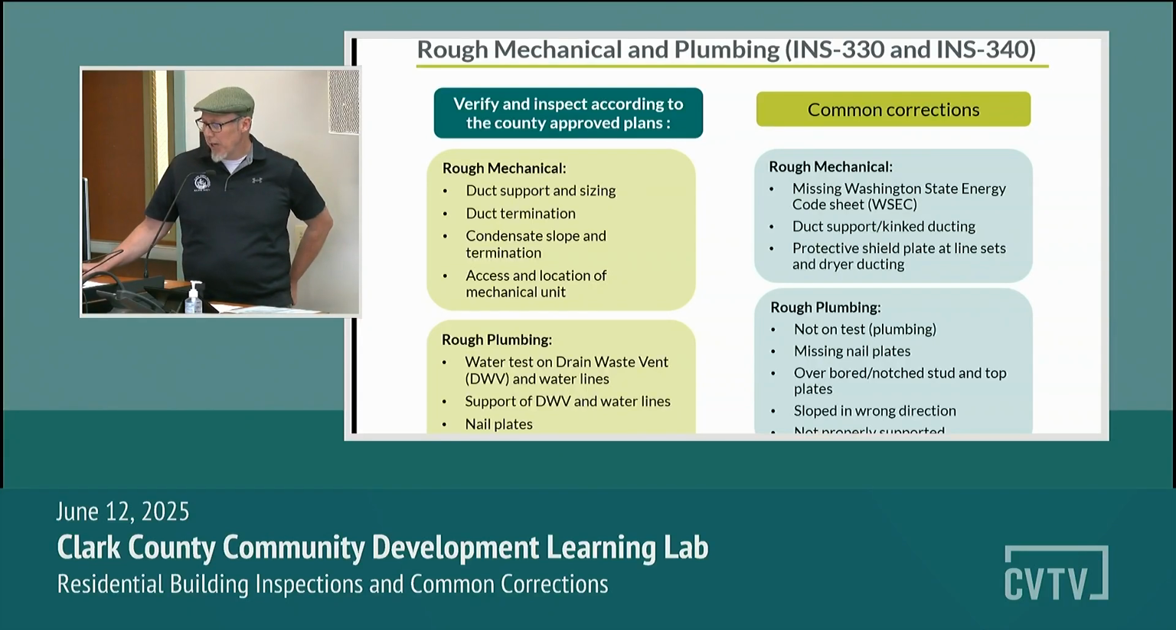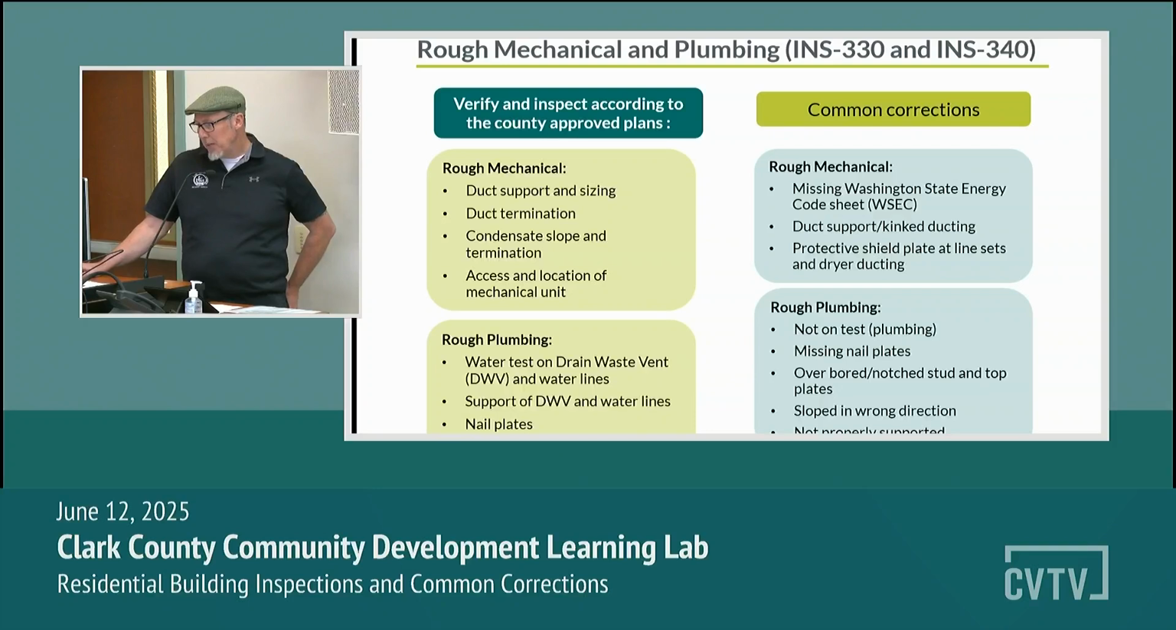Some of the common corrections would be missing the Washington State Energy Code sheet. And to be perfectly honest, this is probably the main one that gets missed. And so we do want to verify that everything's being installed per the energy selections. The duct not being supported per the manufacturer's installation instructions or per code. And sometimes they might be in a tight location, so that duct might be coming out and be pinched, and it's not going to work effectively. And then missing protective shield plates at your AC line sets and your dryer exhausts.